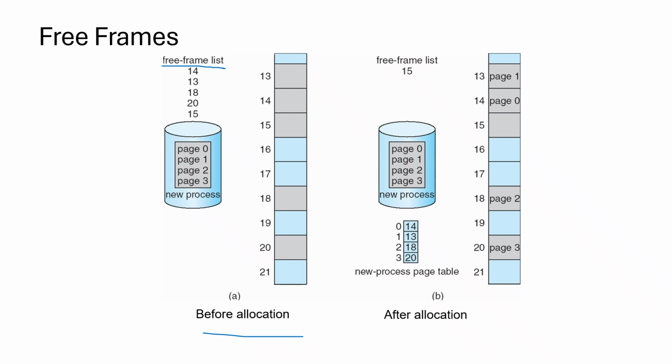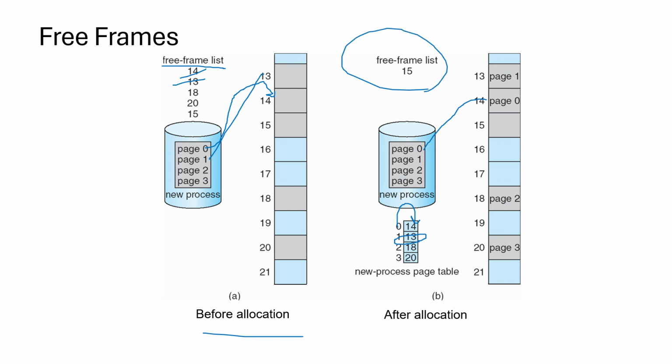So after allocation, find 0. Page 0 will be placed in 14. Here they are allocating 0 in 14. So how do you maintain this? 0 is available in 14, and the page table has that information. Then you are allocating page 1 in 13. That should be represented in the page table after allocating. Now the free space is also removed. 13 and 14 are removed, so the free frame list has only 15.